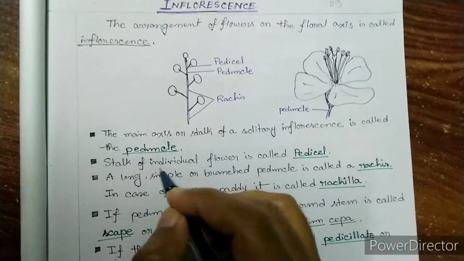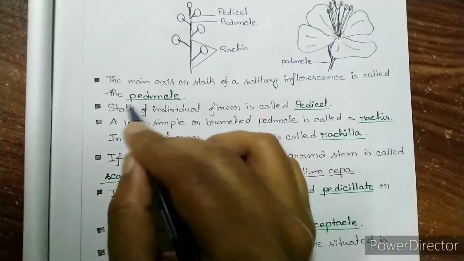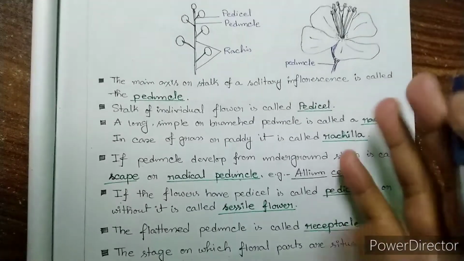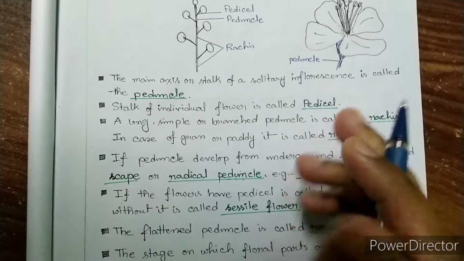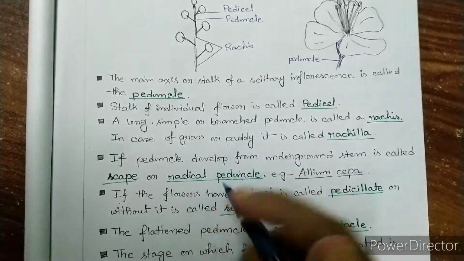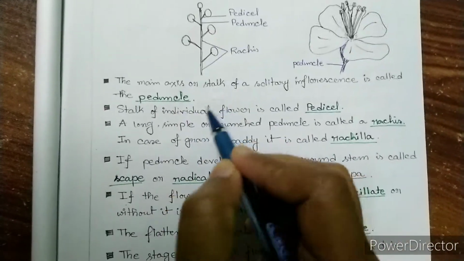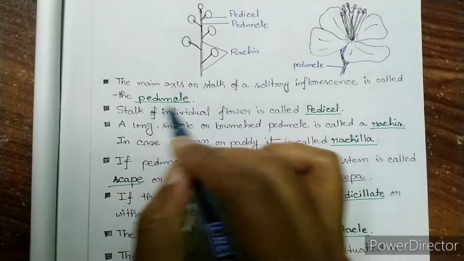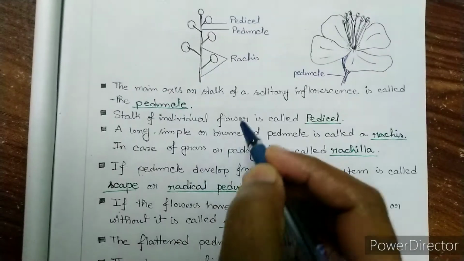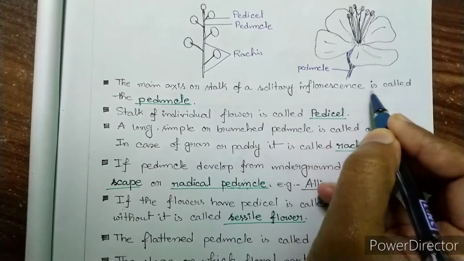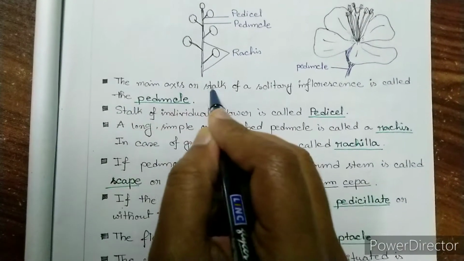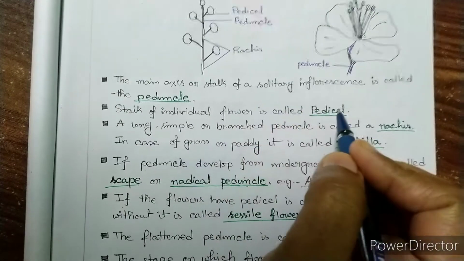Okay, now later we just discuss a few points. Before discussing the types of inflorescence, we discuss a few terms. Okay, so first of all we discuss the peduncle. So what is peduncle? The main axis or stalk of solitary inflorescence is called peduncle.